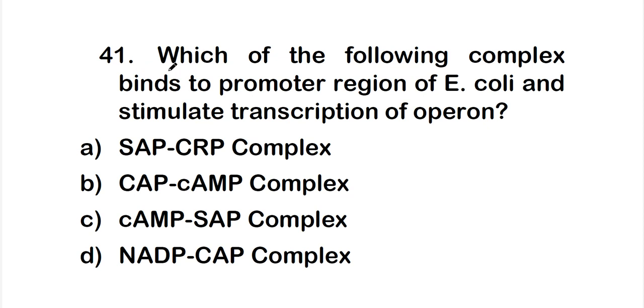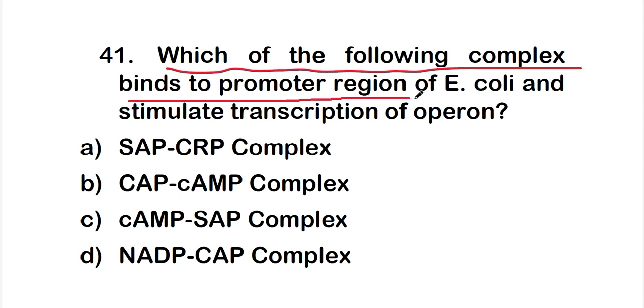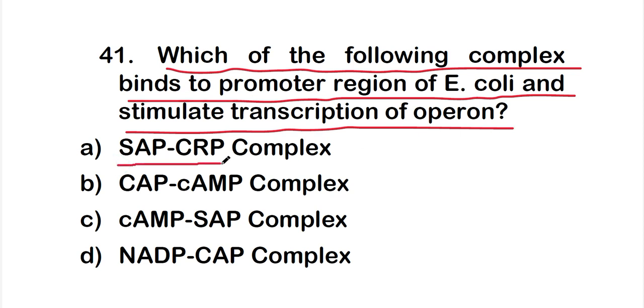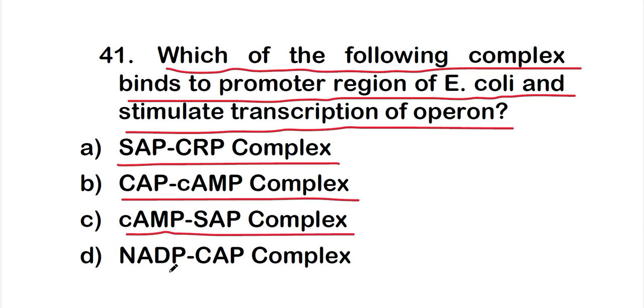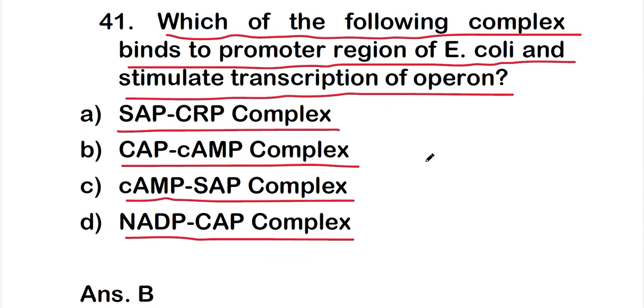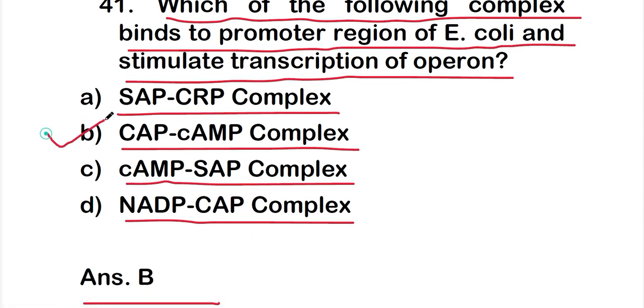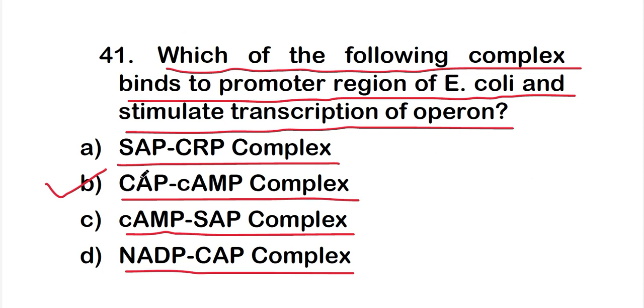So the first question of this video is, which of the following complex binds to promoter region of E. coli and stimulate transcription of operon? The options are option A, SAP CRP complex, option B, CAP CAMP complex, option C, CAMP SAP complex, or option D, NAD CAP complex. So the right answer is option B, that is CAP-CAMP complex. The CAP-CAMP complex binds to promoter region of E. coli and stimulate transcription of operon.